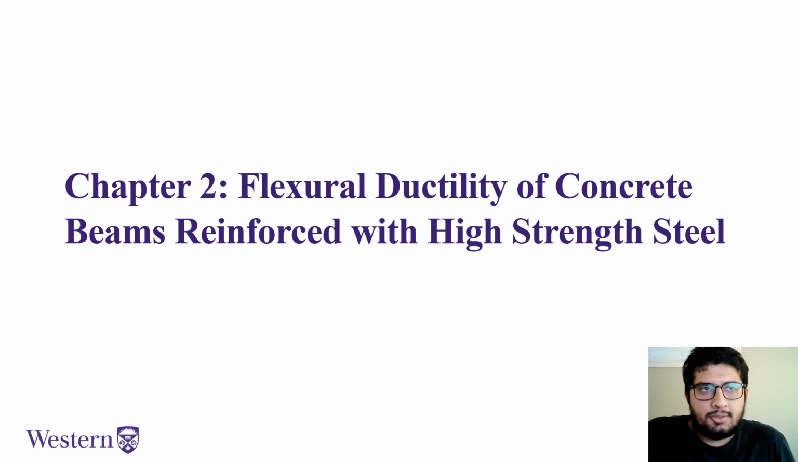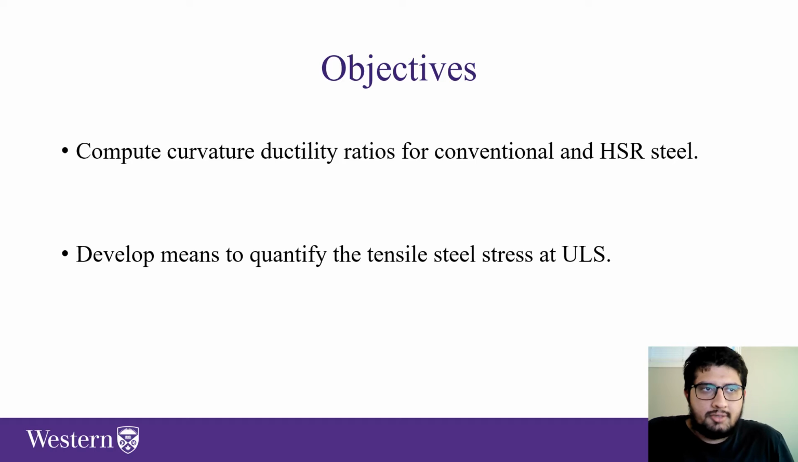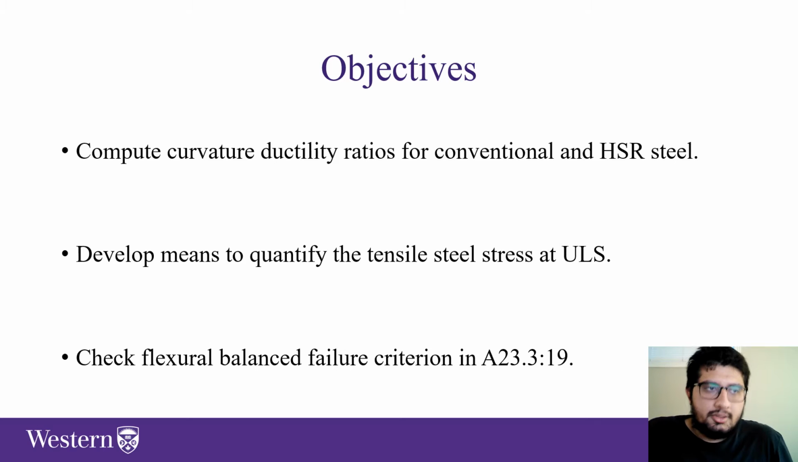So Chapter 2 is the flexural ductility of concrete beams reinforced with high-strength steel. The primary objective of this chapter is to calculate the curvature ductility ratios for both the conventional and high-strength steels. Another objective is to develop means to quantify the steel stresses at ultimate limit state and to check the flexural balance failure criterion in A23.3 in beams reinforced with high-strength steel.